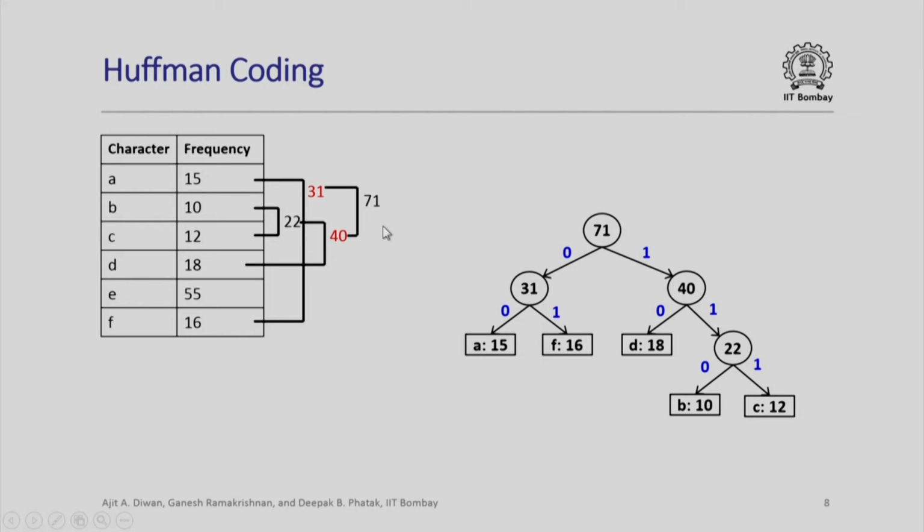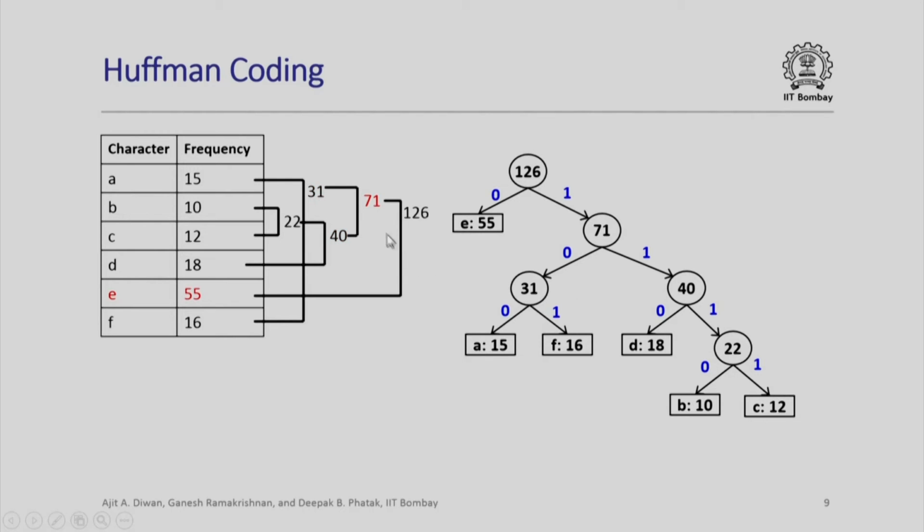These are now combined to make 71. So, you will notice 71 now appears here. The left child points to this 31 composite value and the right child points to this 40 composite value. 71 becomes parent for both of them. Again, as before, we represent the left child by symbol 0, right child by symbol 1.